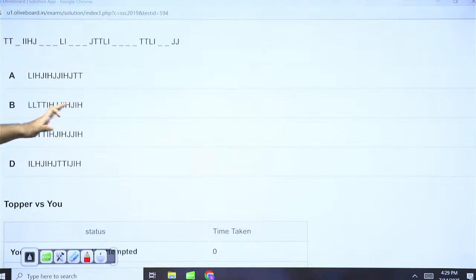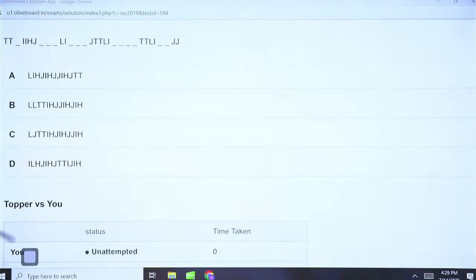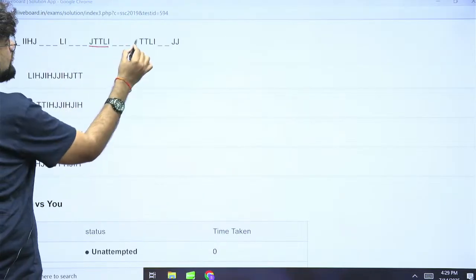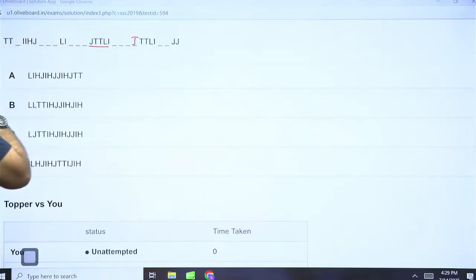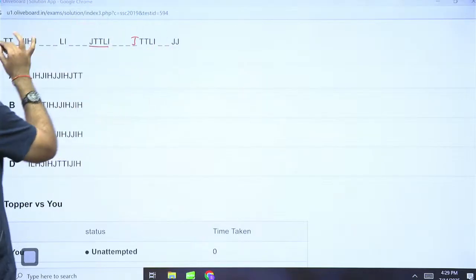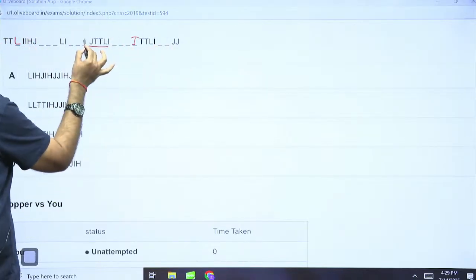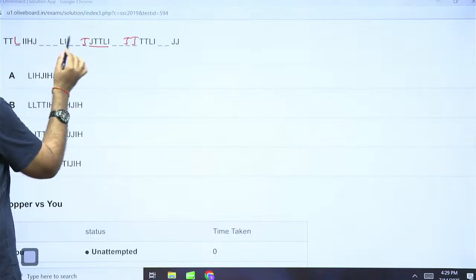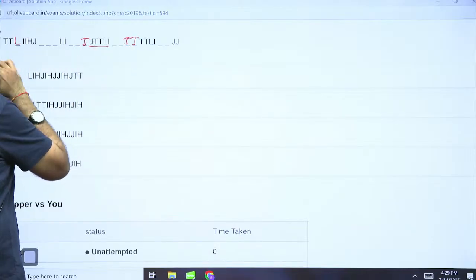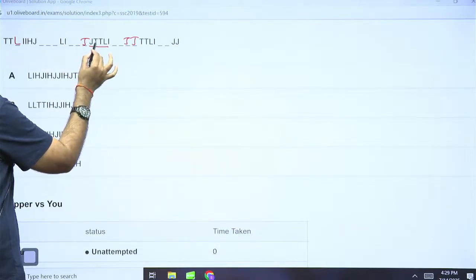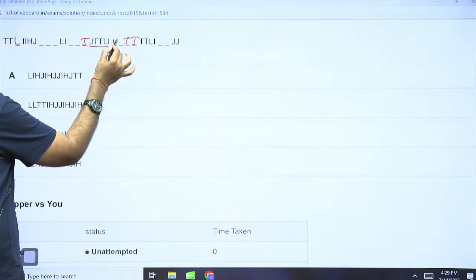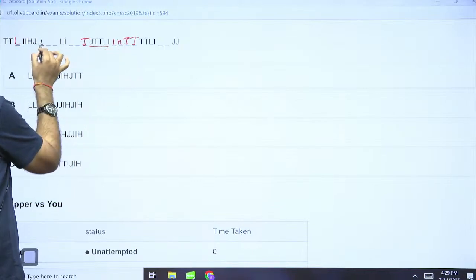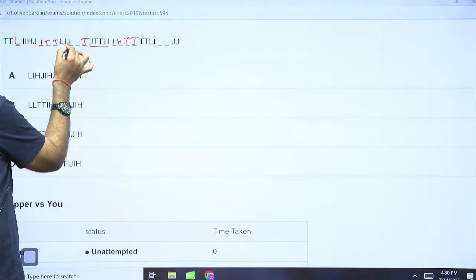Repeat pattern, if you observe here, the letters are pretty much the same only, so it's a complete repeat pattern here. Okay. Now JTTLI. So most probably it is JTTLI. Now we have double J here. So JTTLI and double J. So there will be double J here, double J here. Double J double T L I, double J double T L double I H J. Double J double T L double I H double J. Double T L I H.